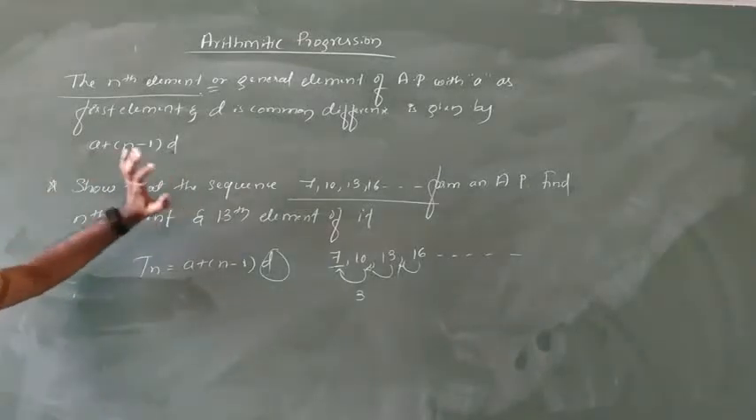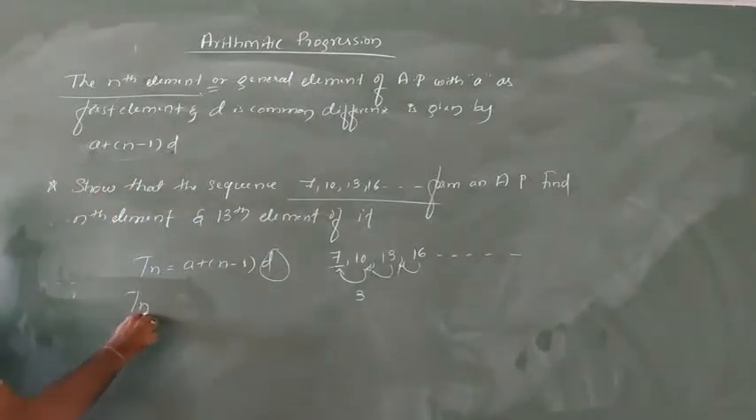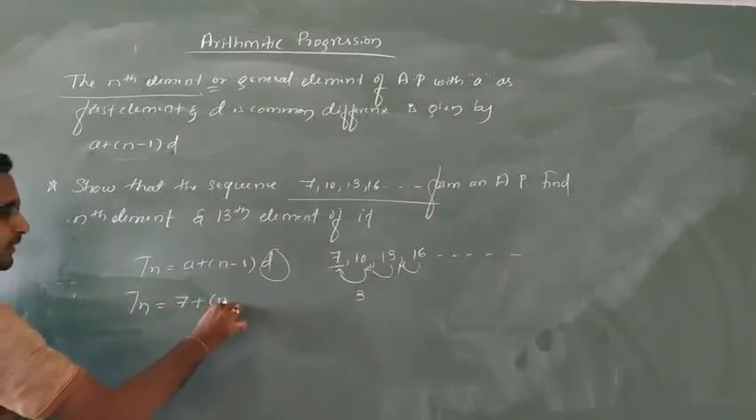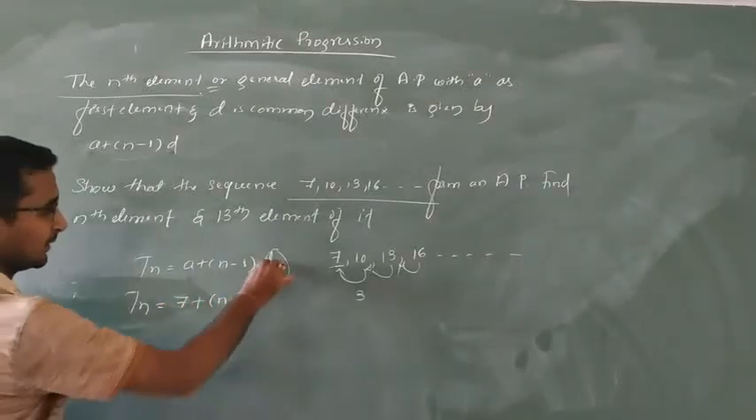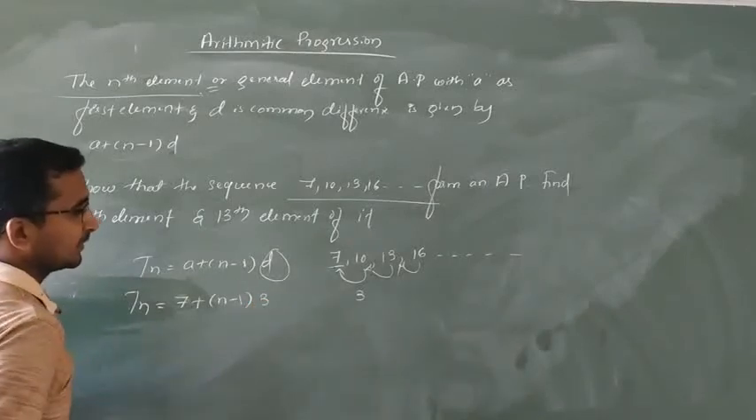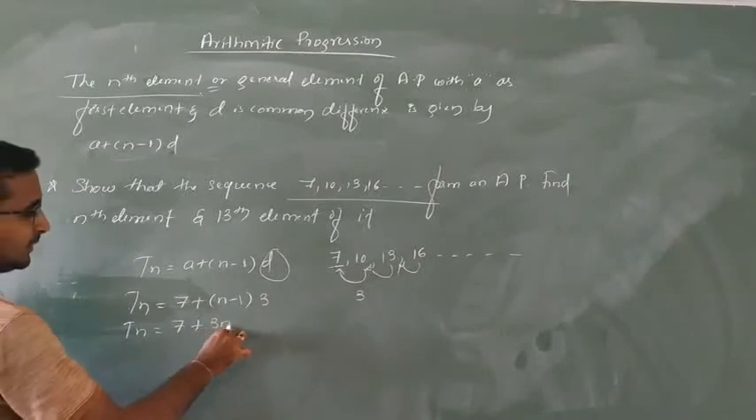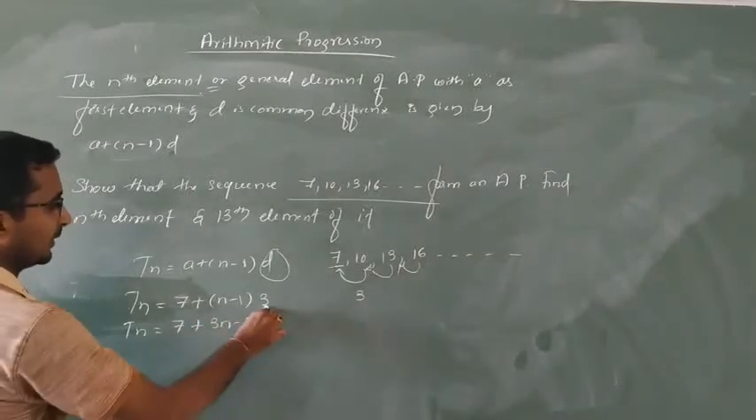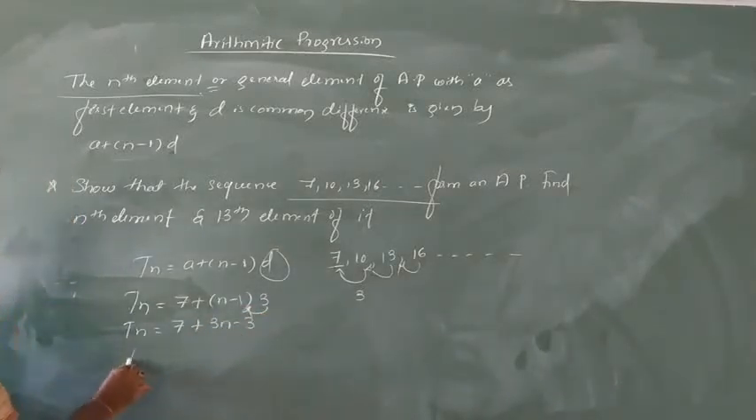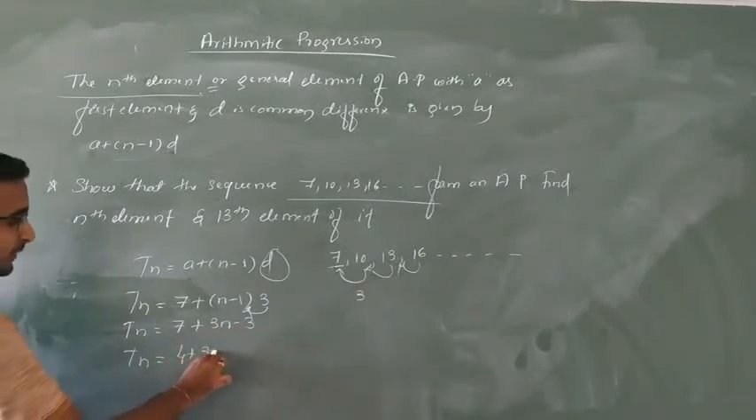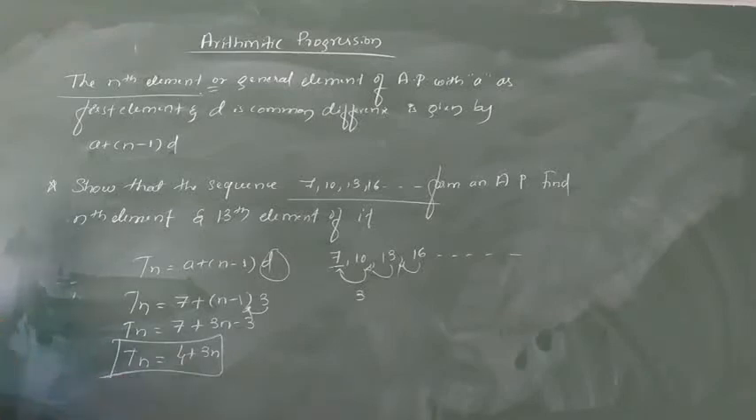Then we are going to find out the 13th element. The nth element, that is Pn, the first element is 7 plus n, still we don't know, and the common difference is 3. Then Pn is equal to 7 plus 3n minus 3. We have to multiply this 3 inside the bracket. Then Pn is equal to 7 minus 3, that is 4 plus 3n. So this is what you have, the nth element.